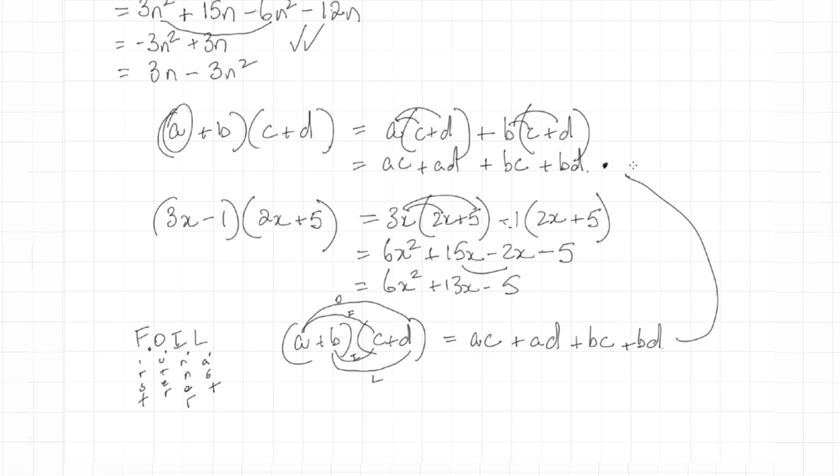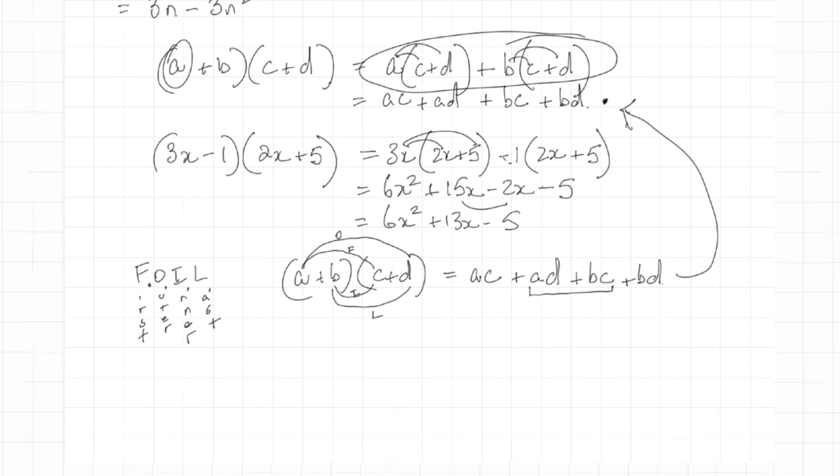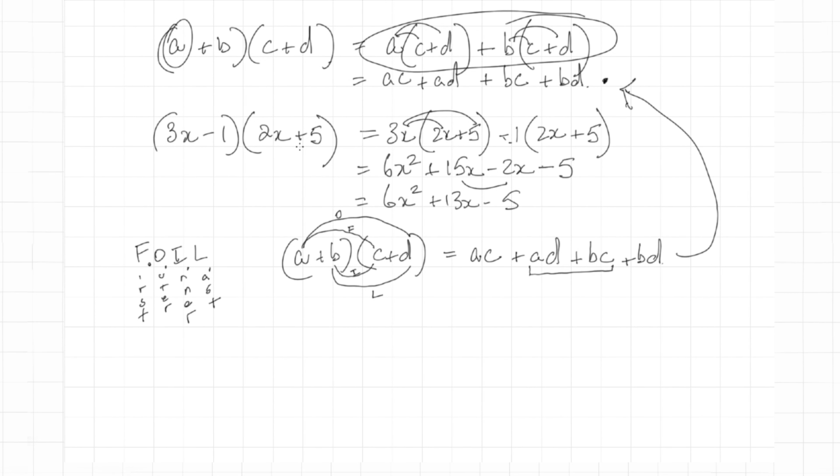You can see that that's exactly the same as what we've got up there. It just means we don't have to do the intermediate step that we've done up there. What it does do too, if there are like terms, it puts them together. So let's have a look at doing this example we did up here by using FOIL. 3x minus 1 times 2x plus 5. So we're going to use FOIL.